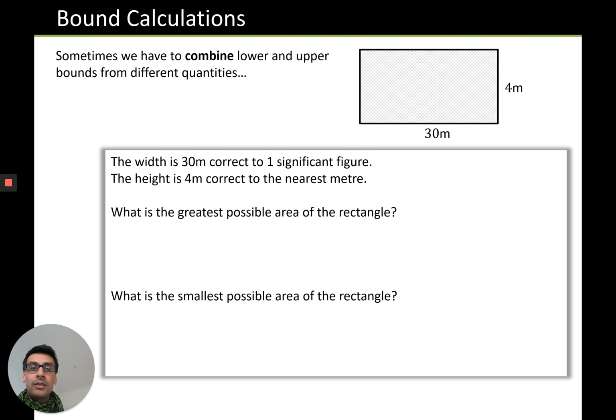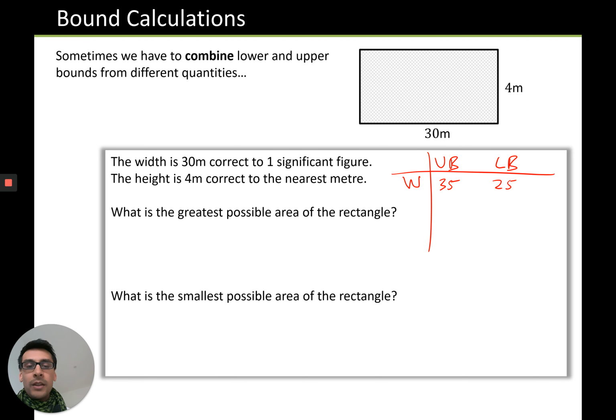So we can see the width, the upper bound. Well, half the degree of accuracy, so it's one significant figure. The first significant figure is 3. The place value is 10 because it's the tens column. So half of 10 is 5. So the upper bound is 35. And the lower bound is, I take away 5, so I get 25.